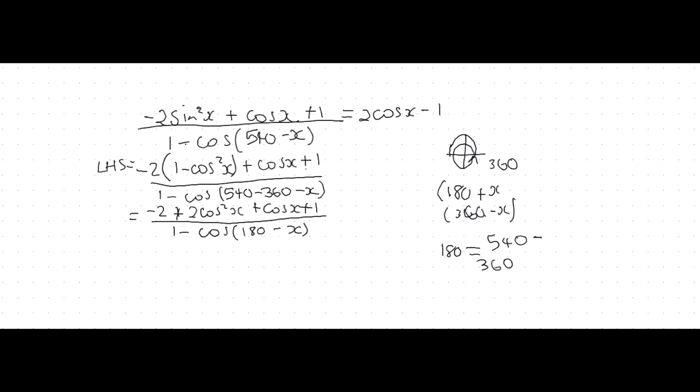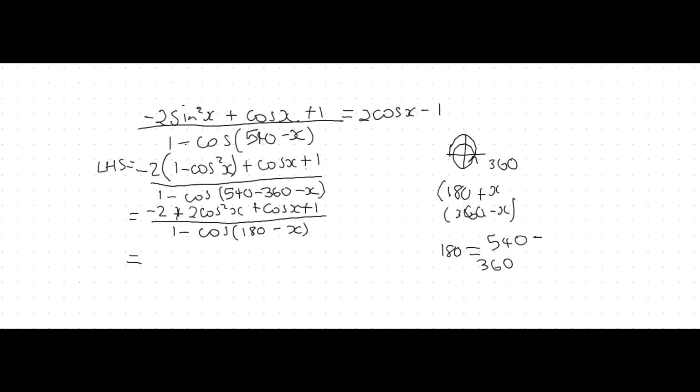Now that we are here, we need to simplify. You have cos of (180 minus x). That is in the second quadrant, and cos in that quadrant is negative, so you have to replace it with minus cos x. Another very important thing: when you are replacing, make sure that you use brackets.